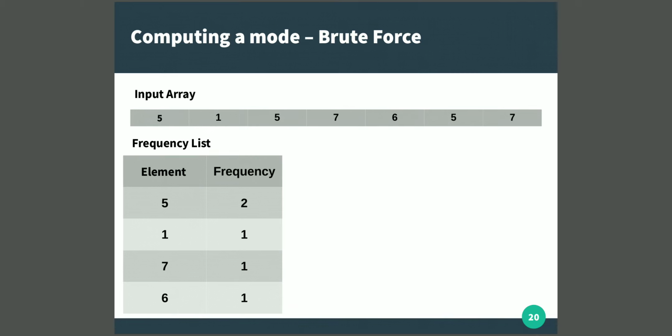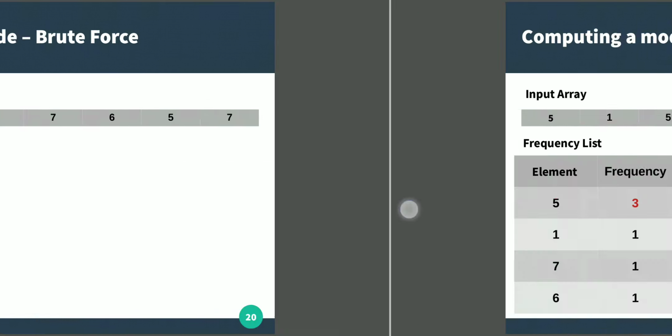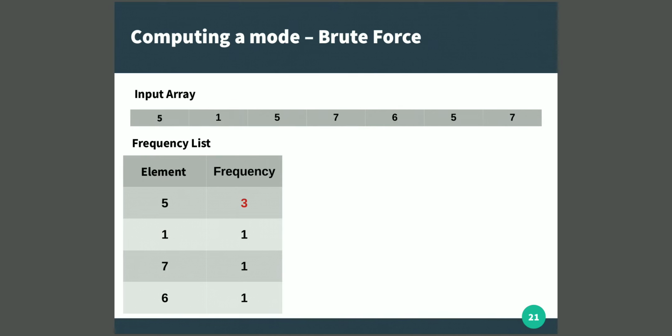Next, we encounter 5. Okay, 5 is already present in the frequency list, so its frequency is updated to the value 3. Okay, and next 7. Okay, 7 is now updated to the value 2.